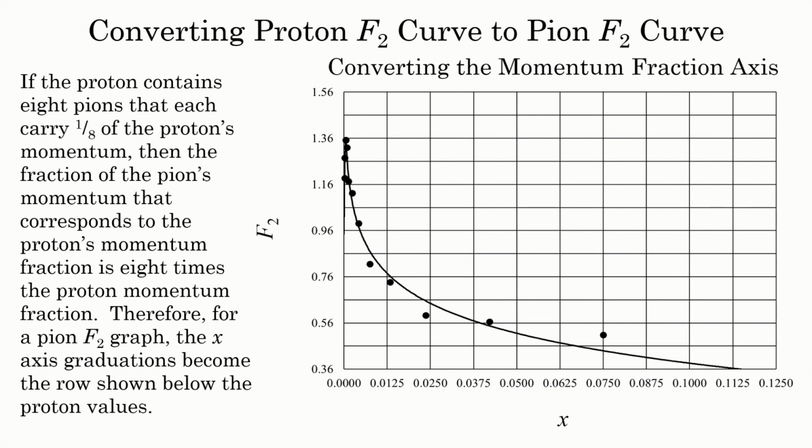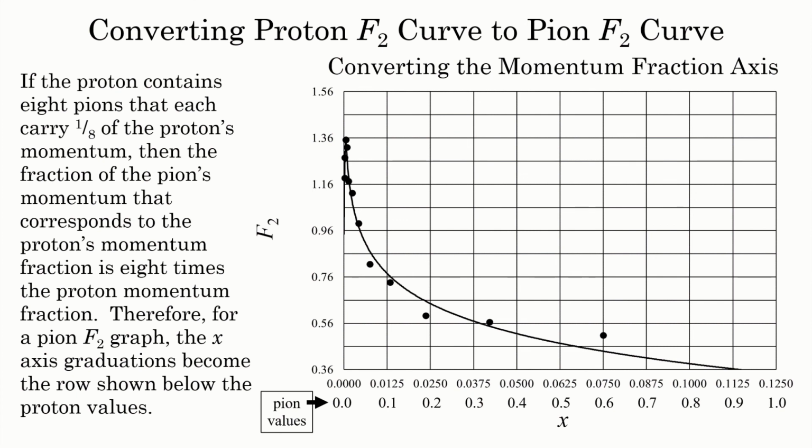Just multiply the graduations of the proton momentum fraction axis by 8 without altering the curve on the graph, as shown by the values underneath the proton values on the x-axis. Now, the proton momentum fraction of x equals 0.125 becomes x equals 1.0 for the pion. It represents a whole pion, and all of the graduations along the x-axis now scale to conform to the fraction of the pion's momentum they correspond to. The placement of the data points on the graph is unaltered. They now just align with the higher momentum fractions of the particles HERA is probing, the pions.